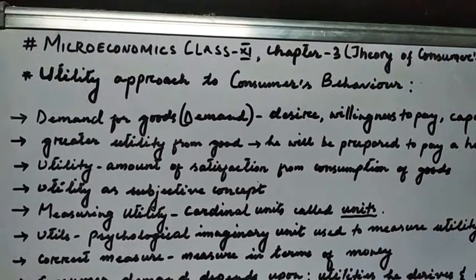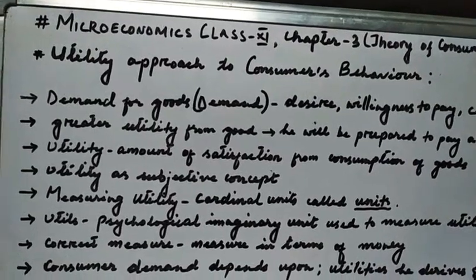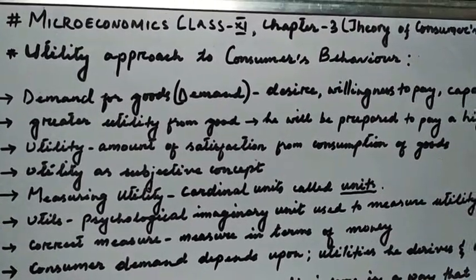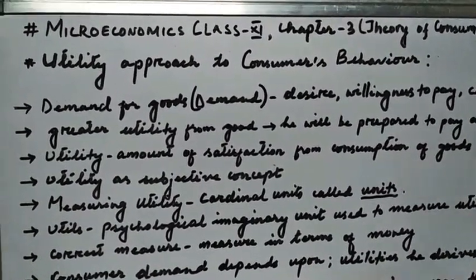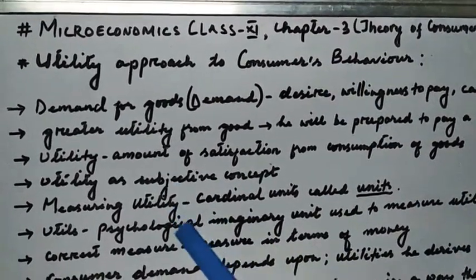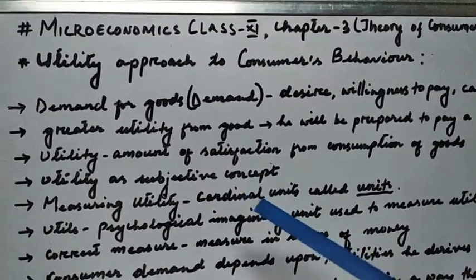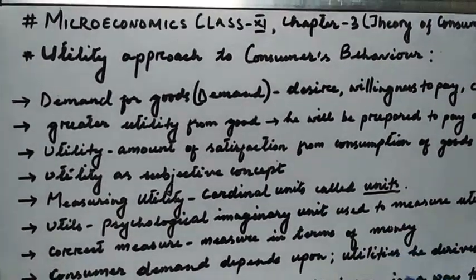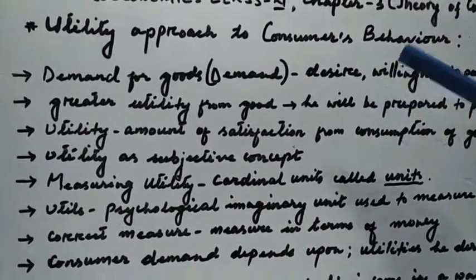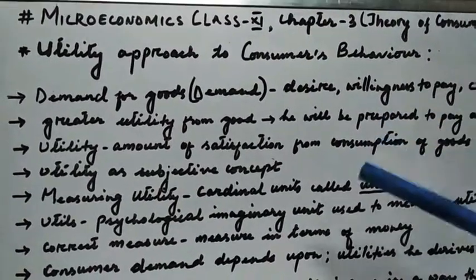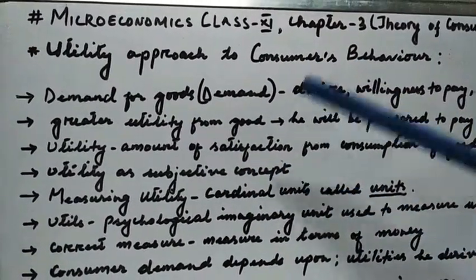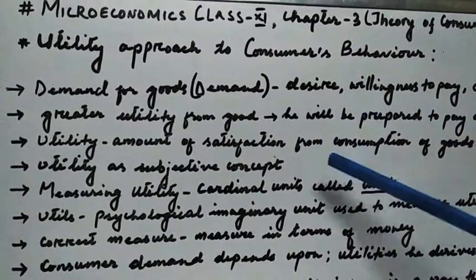For example, a person who is fond of having coffee will derive more utility from drinking that coffee than a person who does not like coffee. Suppose you like coffee and your friend doesn't like coffee. Subjective concept would mean, since you like that coffee, you are deriving more utility from it, whereas your friend who doesn't like coffee derives less utility from it. So utility is a subjective concept. It is different from person to person.